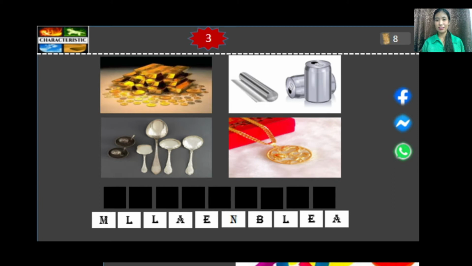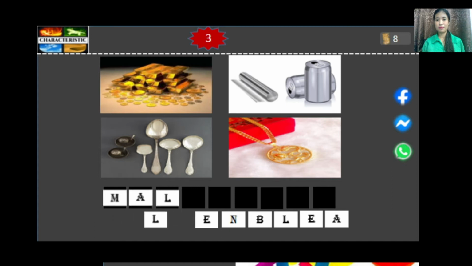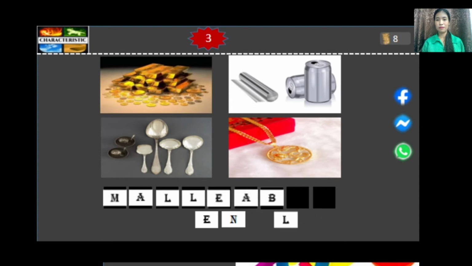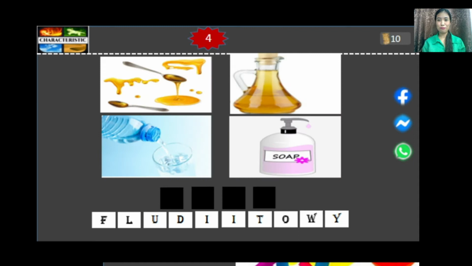Gold, aluminum, spoon, and a necklace. What is the characteristic? That is malleable. How about the fourth one?